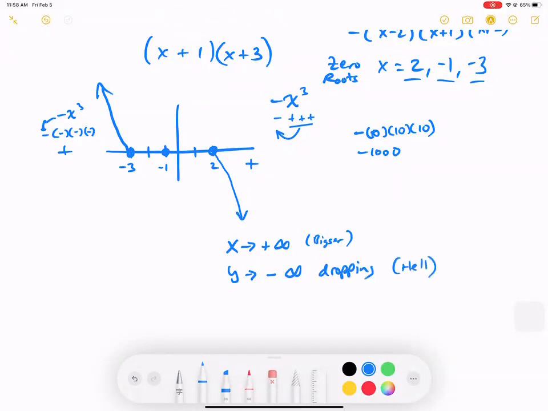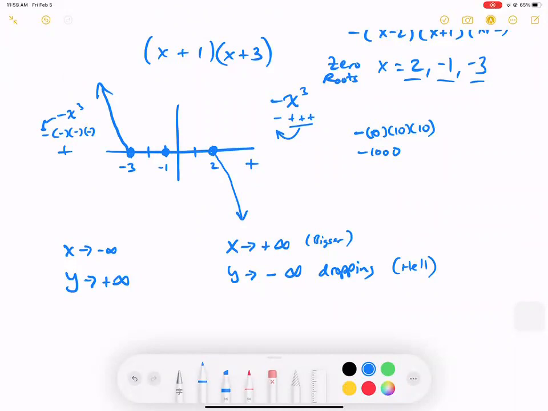On my left side, as x goes to negative infinity, and what am I talking about? I'm talking about x, x, x, x, and x is crawling to negative infinity. Which way is the graph going? Is y heading toward negative infinity or positive infinity? It is heading up to positive infinity.